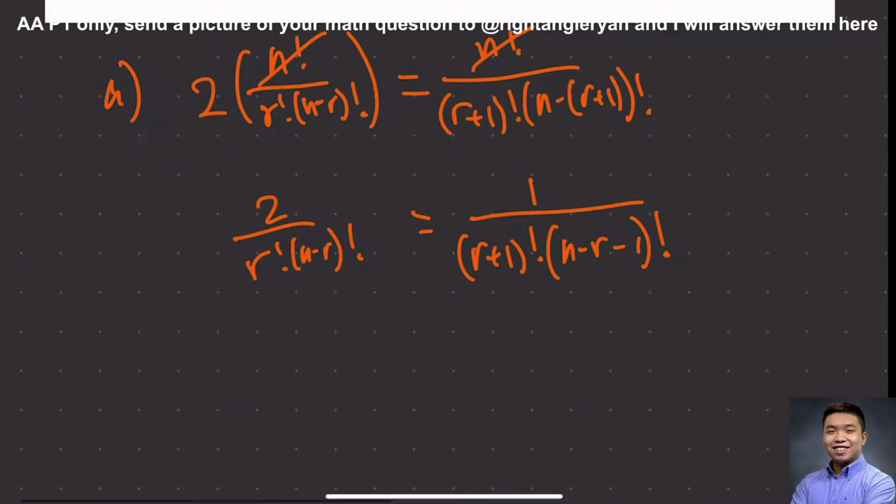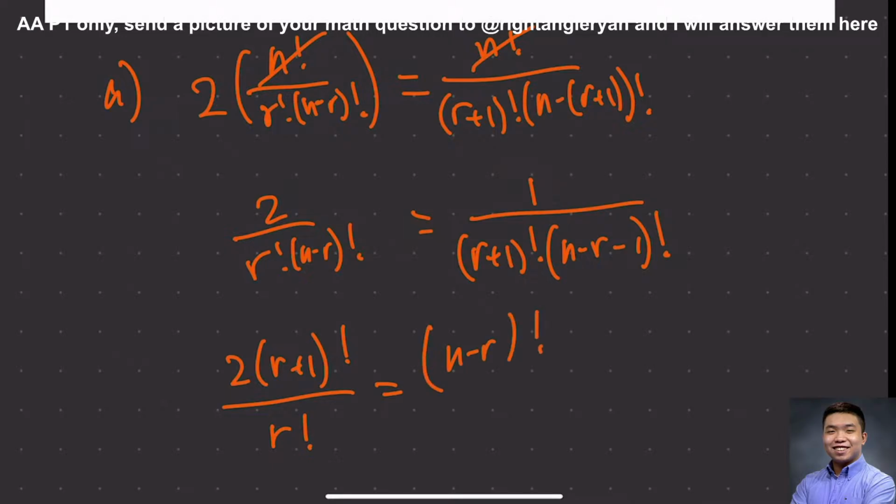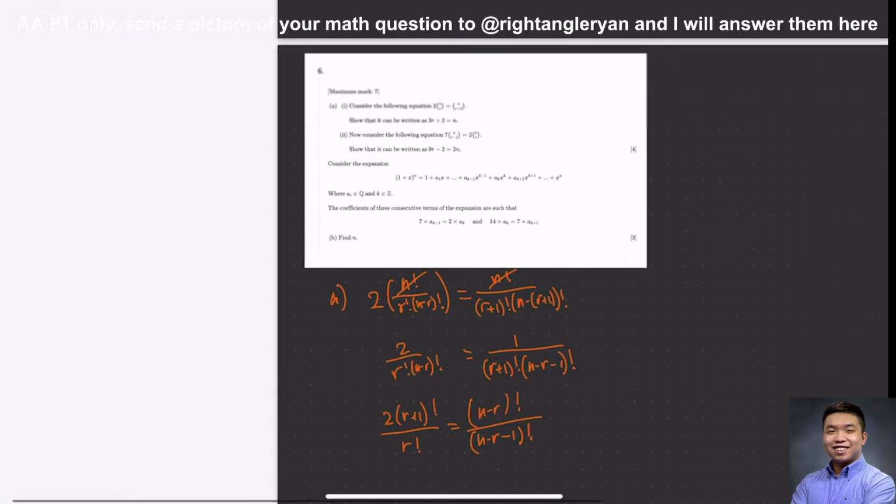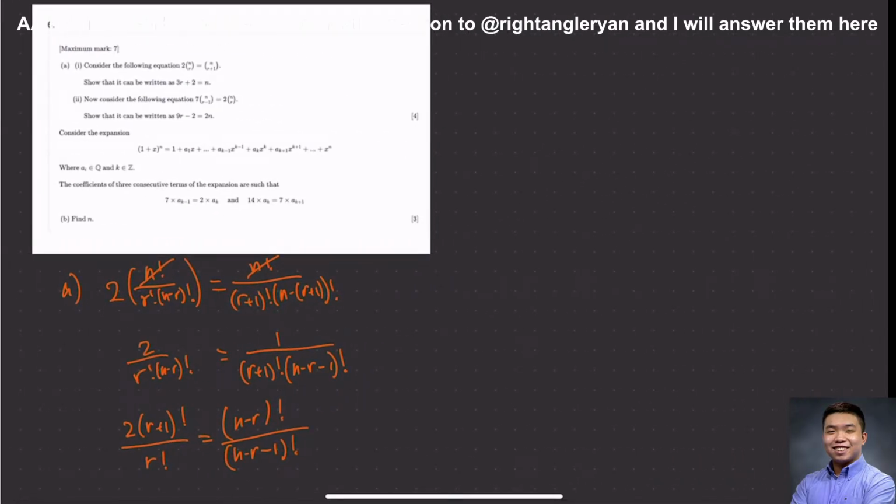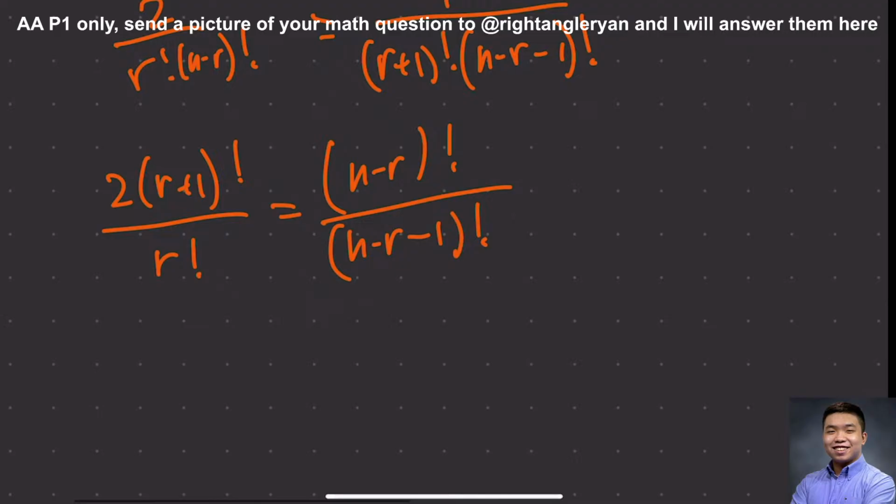Now we can move the r to the left, move this to the left here, move this up here, so we have 2 times r plus 1 factorial over r factorial, which is n minus r factorial over n minus r minus 1 factorial. The reason I want to do that is because I have r's on the left and n on the right, so I'm trying to move all the r's to the left and all the n's to the right. I also noticed that these two can basically cancel out, right?